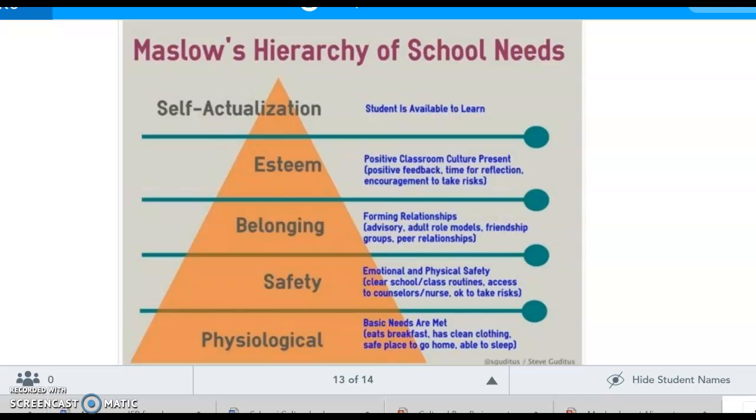Now, it's understandable that that bottom tier, the physiological needs, some of these things are things that we at school cannot control. However, we can help students to be more available to learn by helping meet these needs at school, by helping to give them breakfast if you know that they don't eat. We can have clean clothing available for them or wash their clothing once they get to school. We can give them periods of time where they can rest and relax and sleep so that we can then start moving up the hierarchy to really get to that self-actualization piece and have the student available to learn.